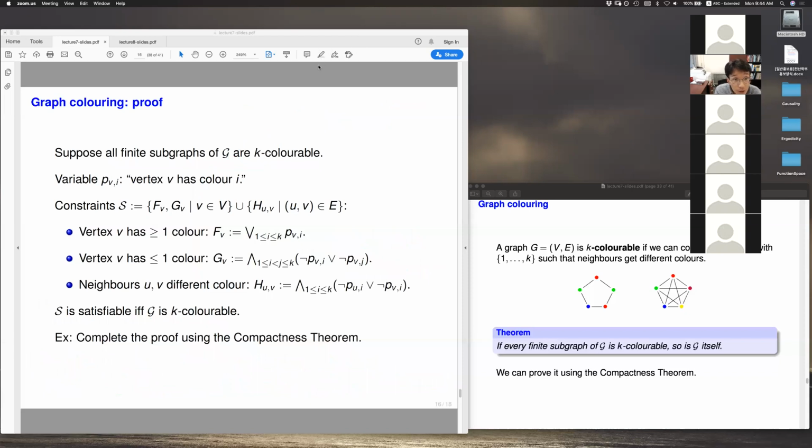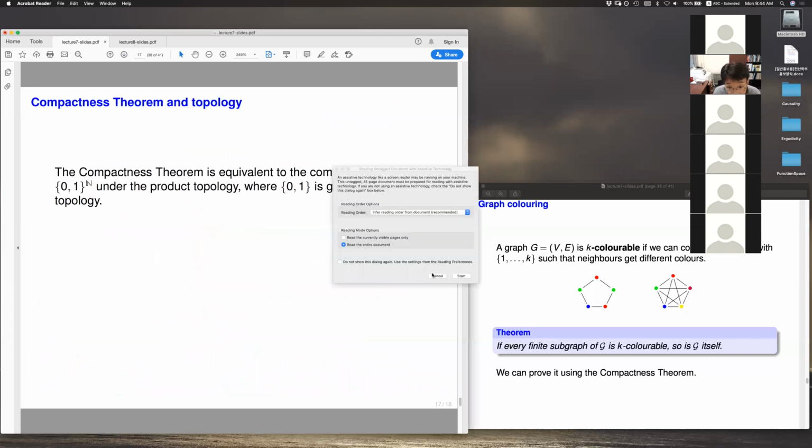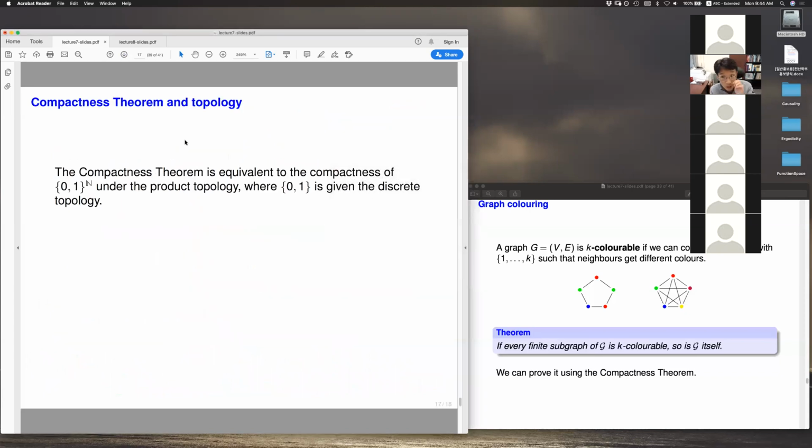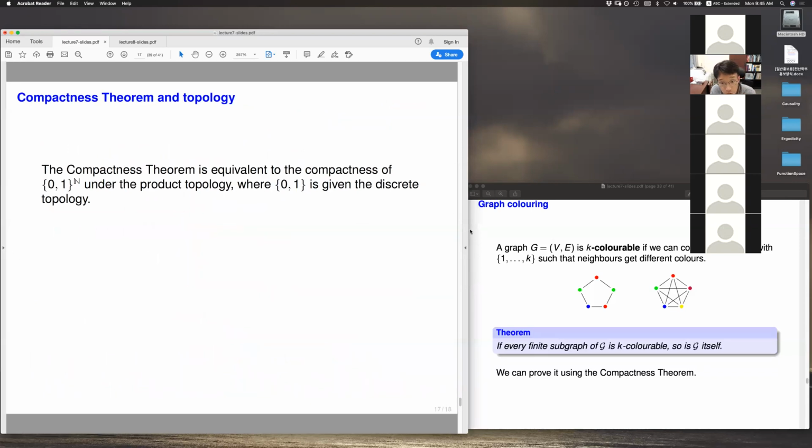Right. So what I'm going to talk about now is going to be quite confusing to some of you, but I thought at least some of you learned topology and heard about the compactness theorem in topology quite a bit. And then here we are talking about compactness. So you may be wondering what the connection between the two is. And here's a connection that I want to establish.